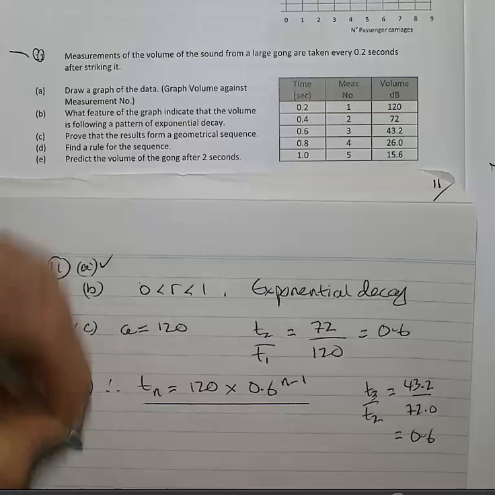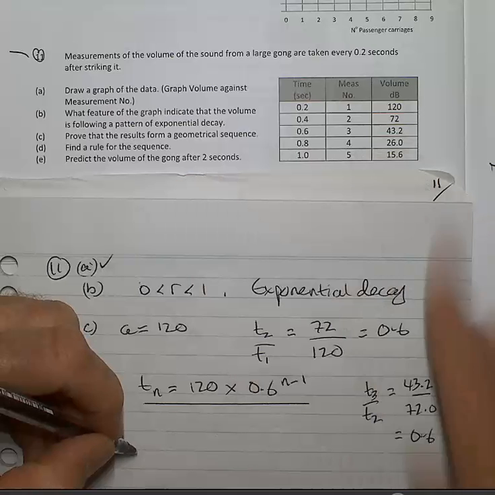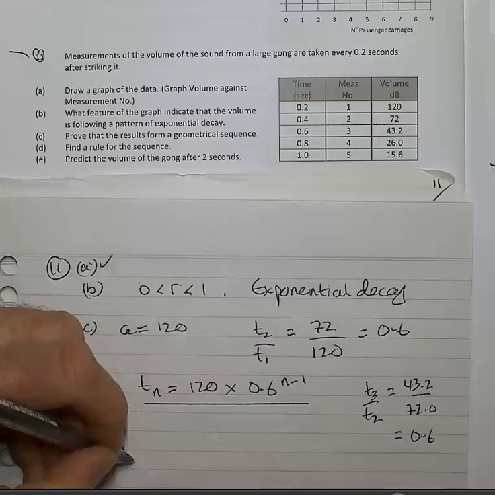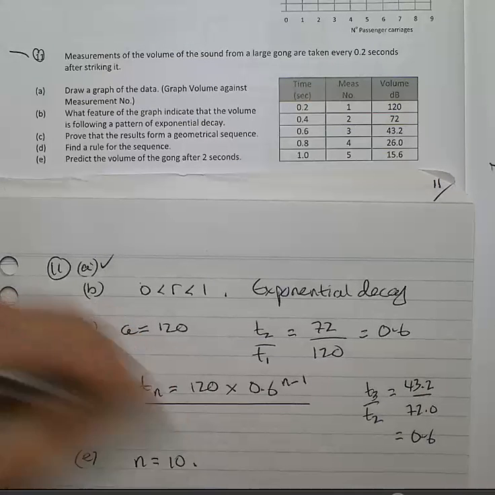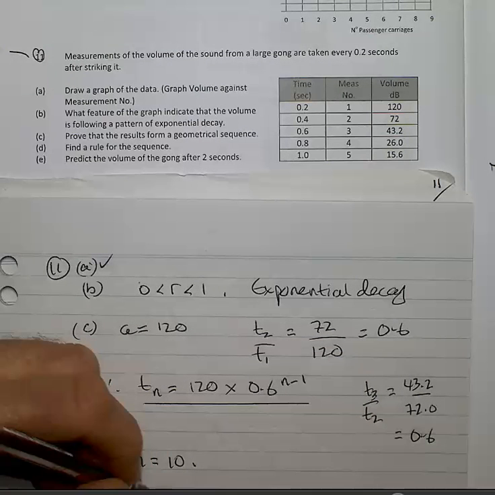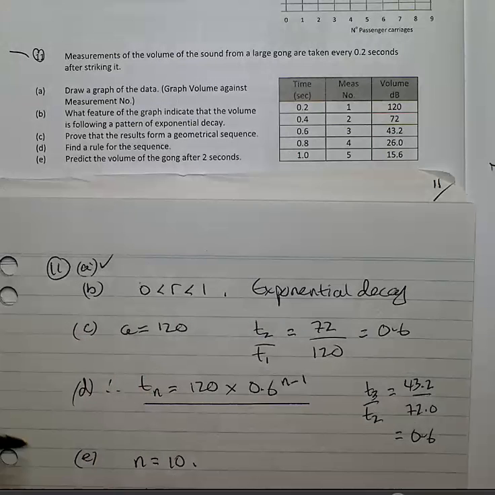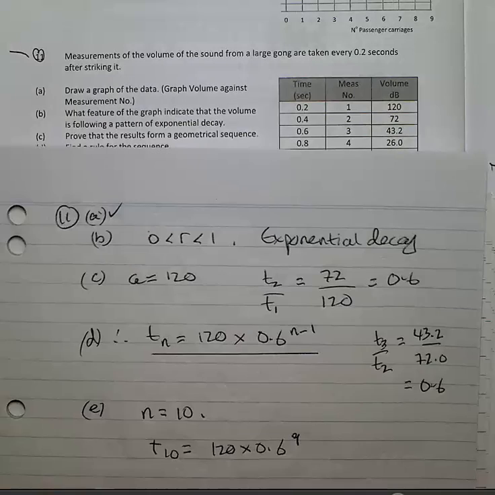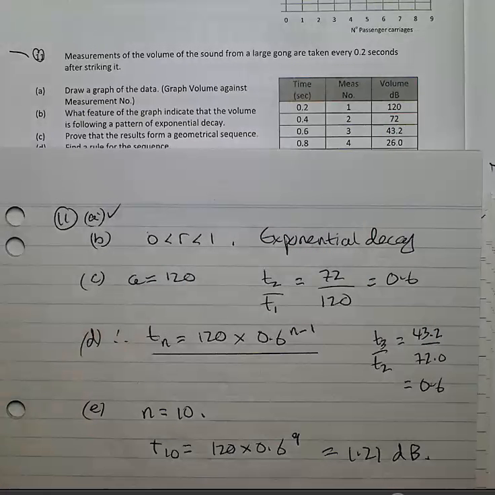Now, in part E, if I want to predict the gong volume after 2 seconds, then what I've got to do in this instance is to enter the 2-second figure is going to be n is equal to 10. So in this case, T_10 is equal to 120 times 0.6 to the power of 9. And when you process that into your calculator, about 1.2 decibels.